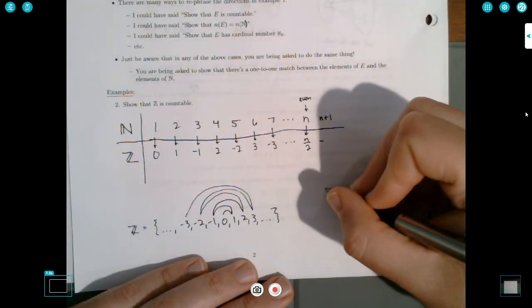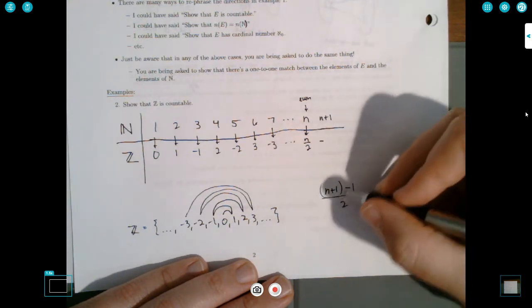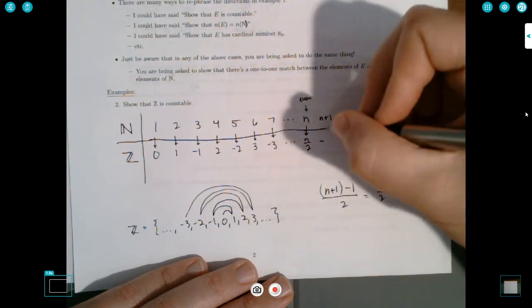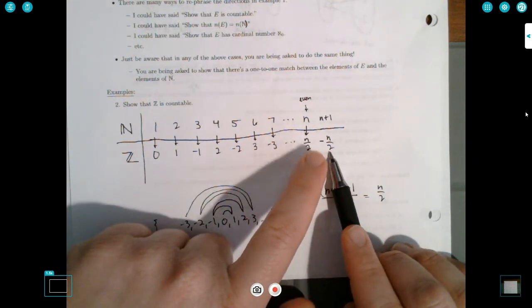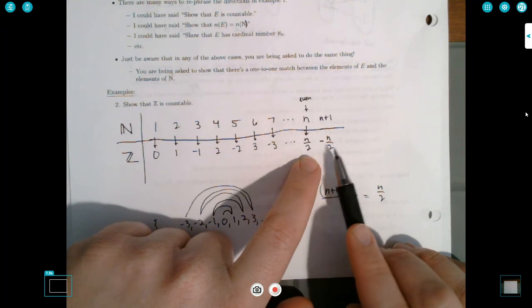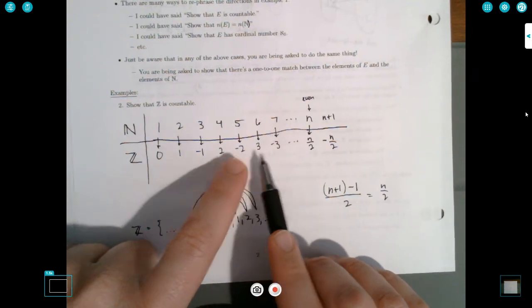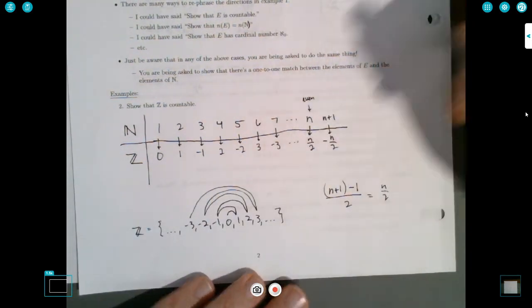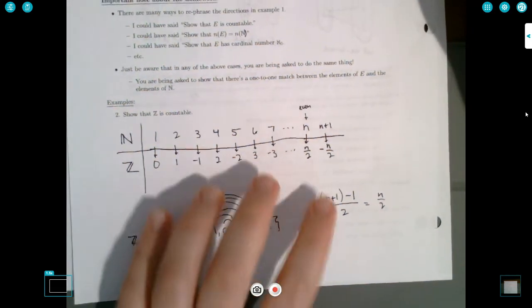So let me do some scratch work. I do the number, which is n plus 1. Then I'm subtracting 1 and dividing by 2. But n plus 1 minus 1 is just n, right? So this is still just n over 2, right? So I get this pair of the same number. One of them's positive, the other one's negative, right? Same number, but one's positive, one's negative. But anyway, that's how we map it. So if n is even, you send it to n over 2. If n is odd, you send it to negative n minus 1 over 2, right? Something like that. But there's our one-to-one correspondence.